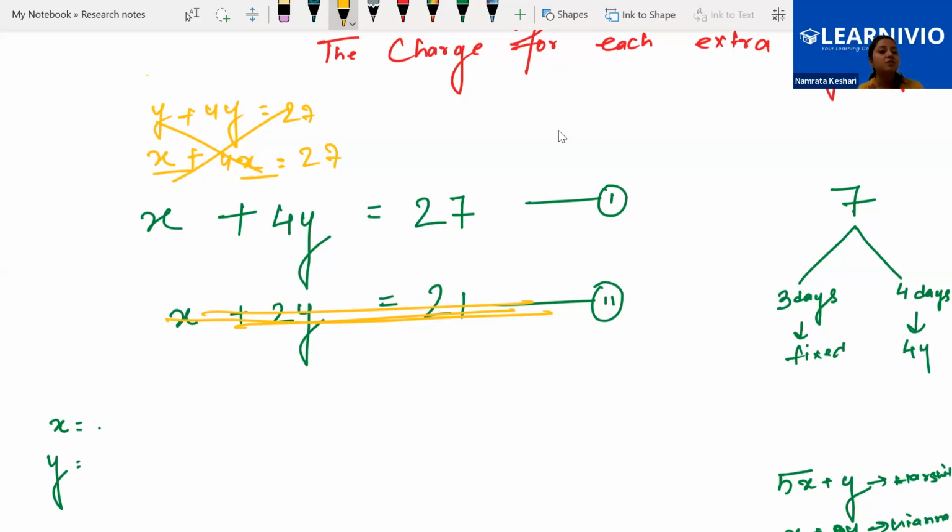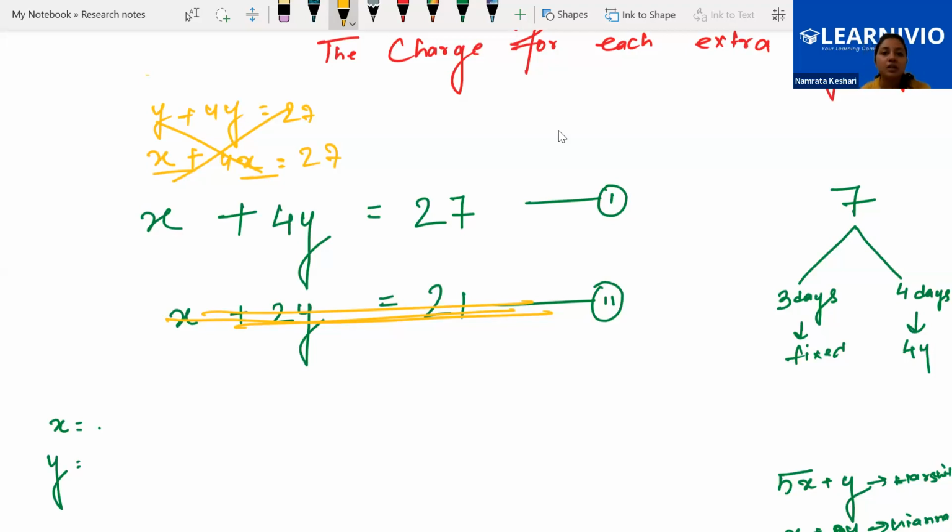x plus 4y is equal to 27 or x plus 2y is equal to 21 is not possible to solve as of now. We need only x in our equation, or maybe only y. As two different variables are there, it's not possible to solve. That's why we are going to eliminate any one of the variables. Either we will focus on eliminating x, or we will focus on eliminating y. Eliminating means removing.